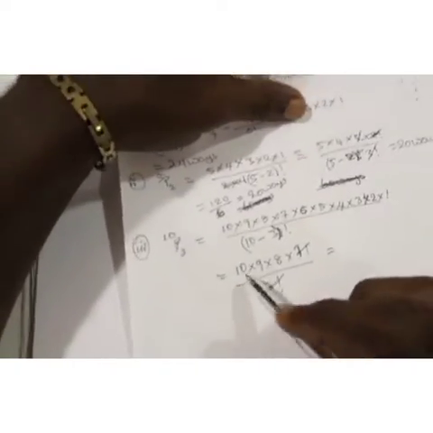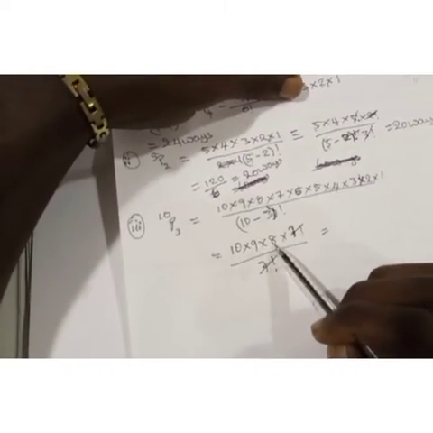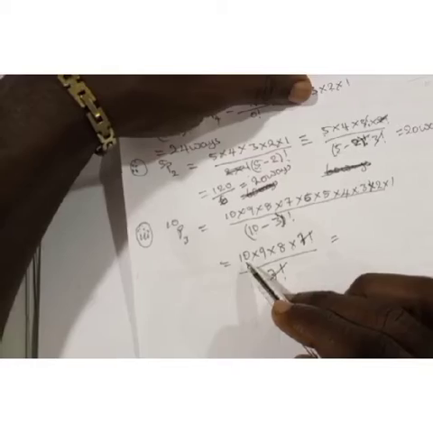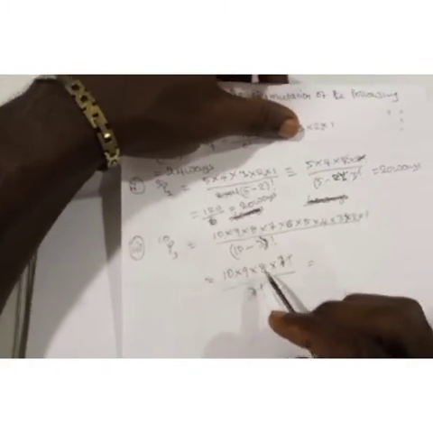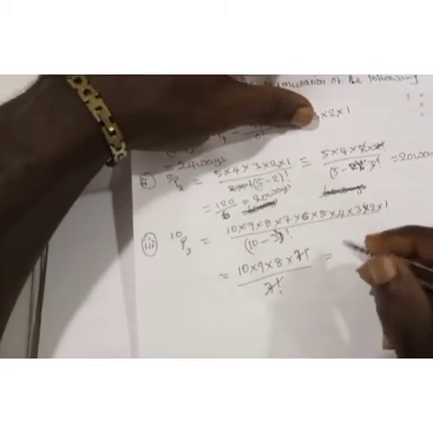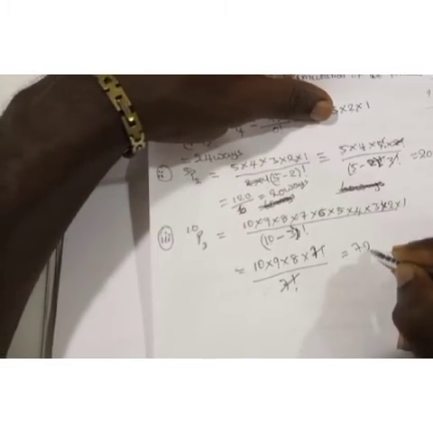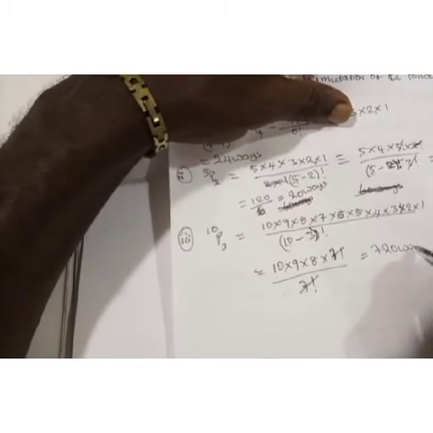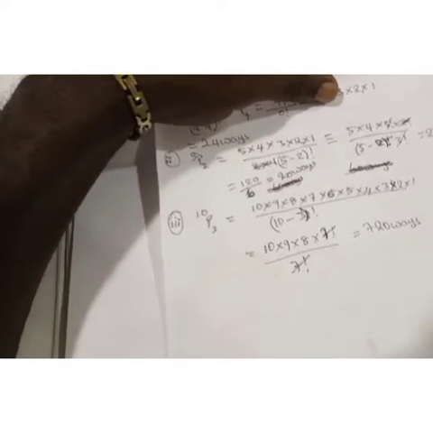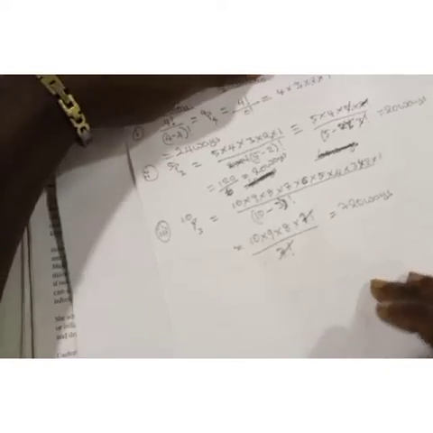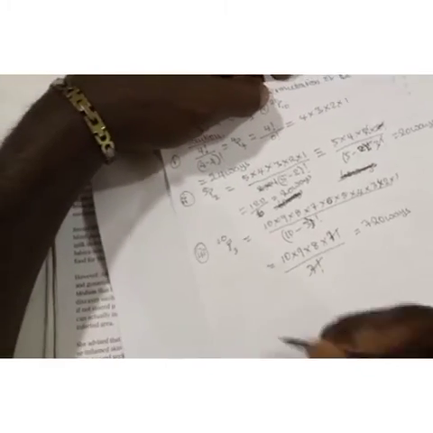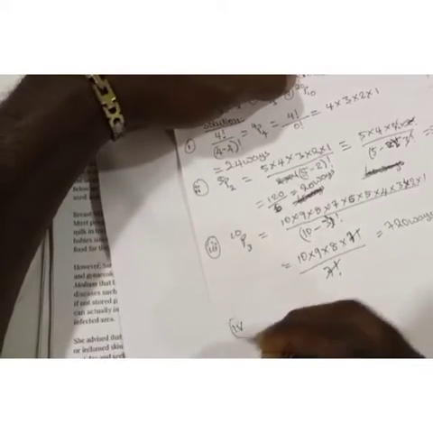So when you multiply 10 times 9 times 8, 10 times 9 is equals to 90. 90 times 8 gives you 720 ways. So if you have your calculator, you can try that. So let's try this number 4. Let's do this number 4.